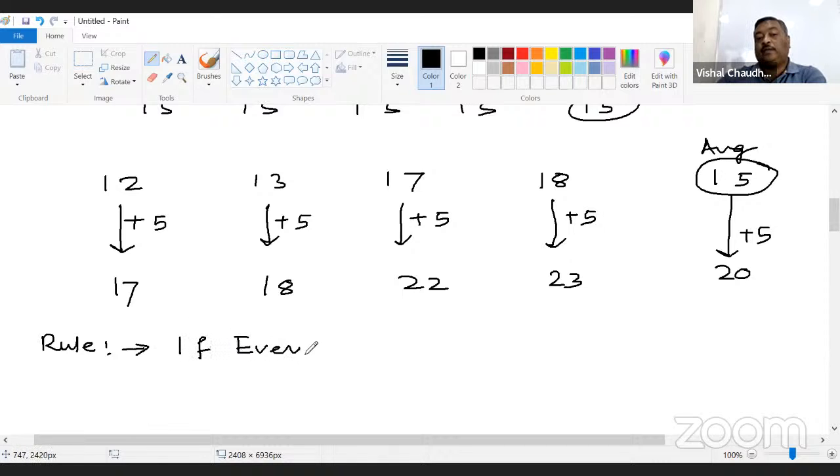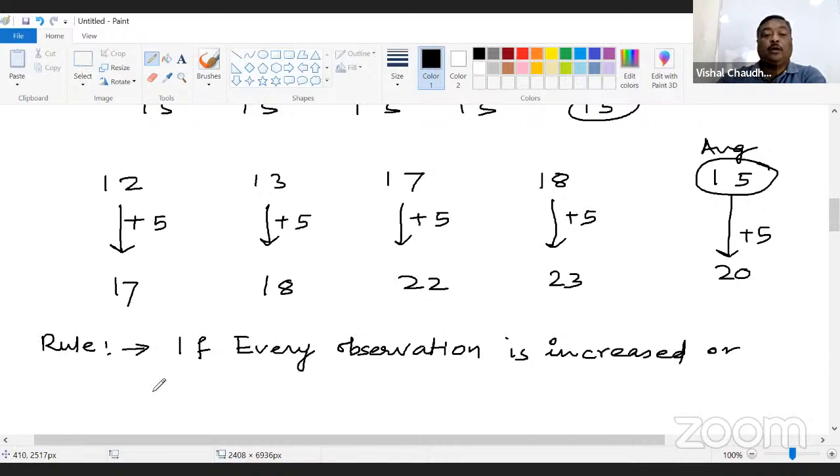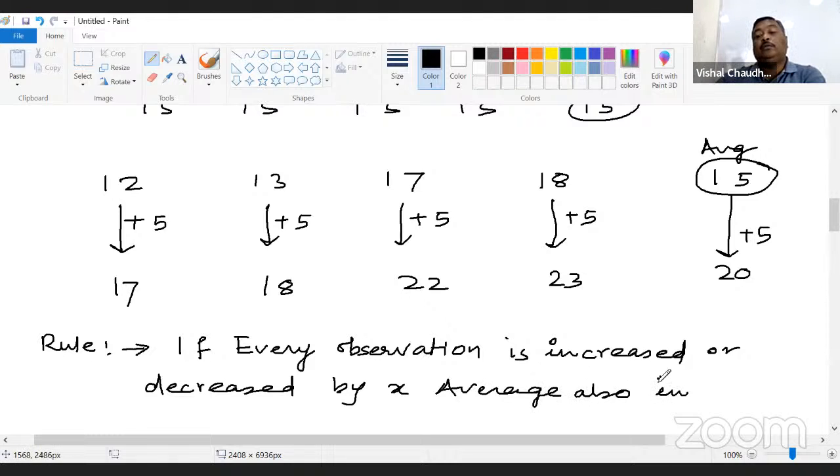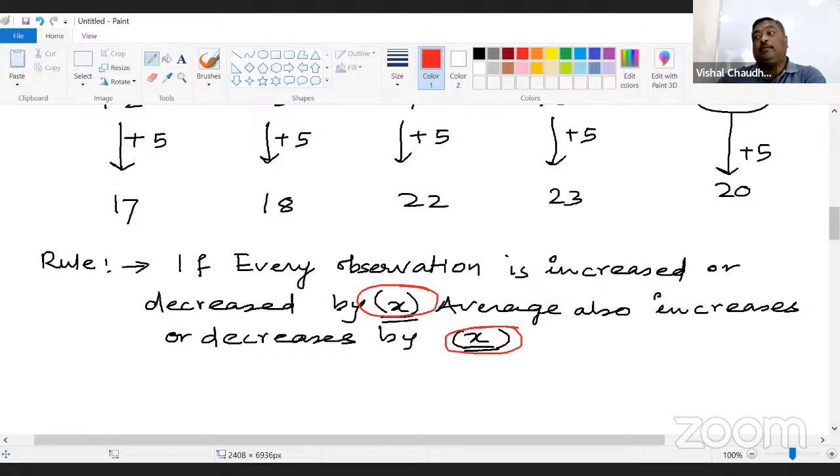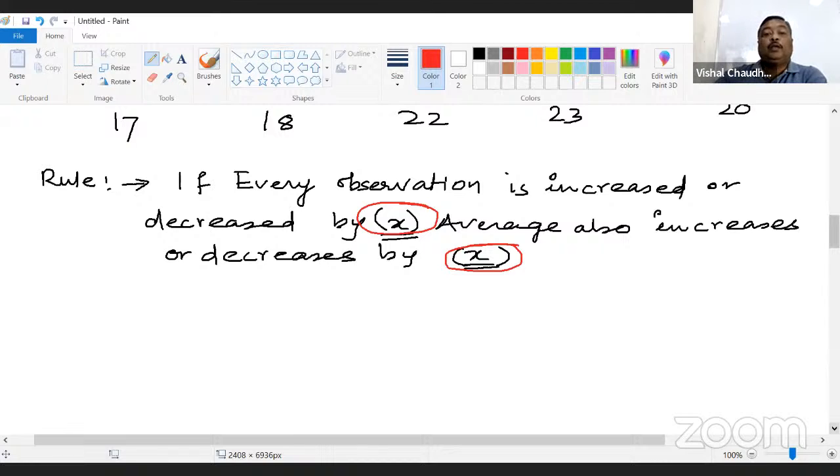If every observation is increased or decreased by X, the average also increases or decreases by X. Average also increases or decreases by X. Is it clear? So understand.